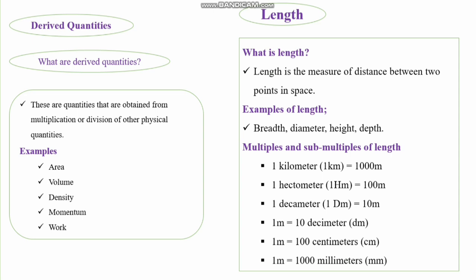1 meter equals 10 decimeters. 1 meter equals 100 centimeters. Now centimeters are used to measure smaller lengths, and 1 meter equals 1,000 millimeters. So those are the multiples and submultiples of length.